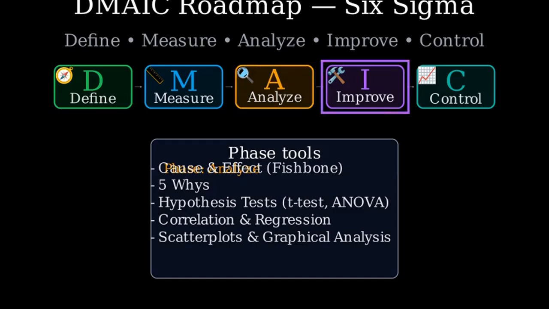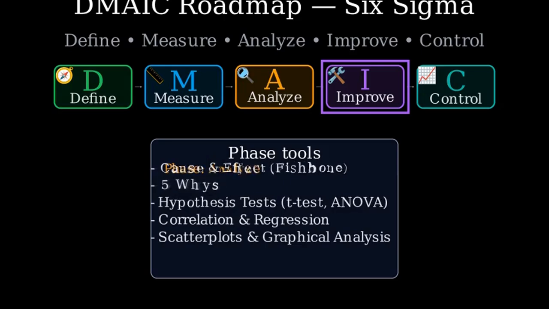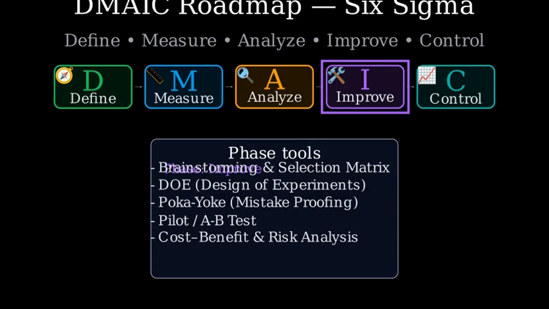In Improve, we design and test solutions to remove root causes and close the gap. Useful tools are brainstorming with a solution selection matrix, design of experiments, Poka-yoke mistake proofing, pilots and A/B tests, and cost-benefit analysis. Finally, in Control, we lock in the gains so performance does not slip back.